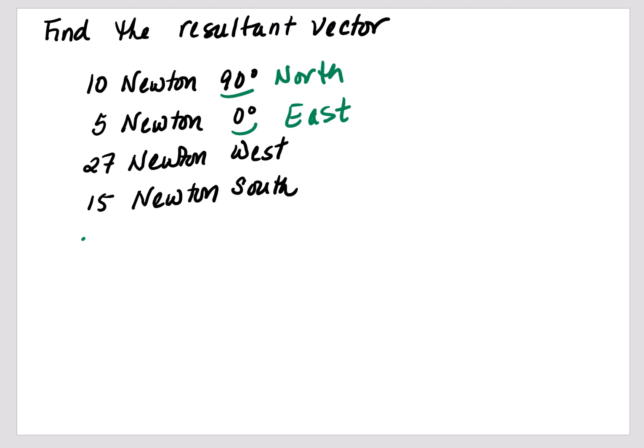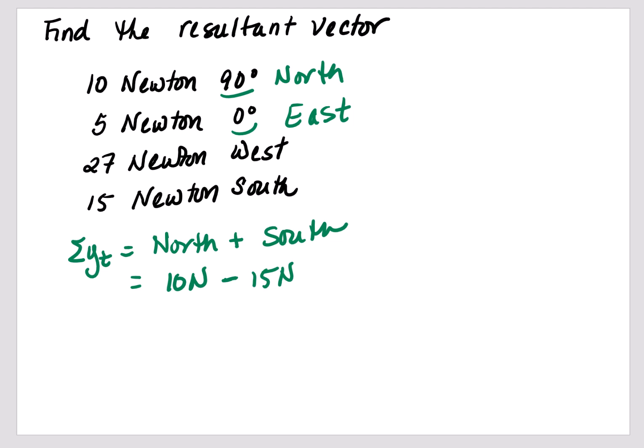So in the y direction, this means to add summation. My y total is going to be my north vector plus my south vector. So my north vector is going to be positive, so that's going to be 10 newtons. My south vector is going to be negative, so I'm going to subtract. You could do a plus, minus 15, or minus 15. So my y vector is negative 15 newtons, or 15 newtons south.